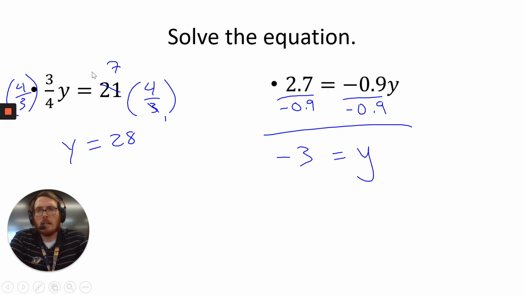The next two, don't forget if there's a fraction coefficient, you divide by that fraction to get rid of it, but to divide by a fraction is multiply by its reciprocal. So you should be multiplying by positive 4/3 on both sides. And then don't forget you can cross simplify a little bit, and this ends up being just y equals 28. For the second one, it's okay if the variable is on the right side. If that bothers you, you should switch it around. But you should divide by negative 0.9 on both sides, and that will give you y equals negative 3 as your final answer. Don't forget one negative and one positive number when you divide them will get you a negative answer.